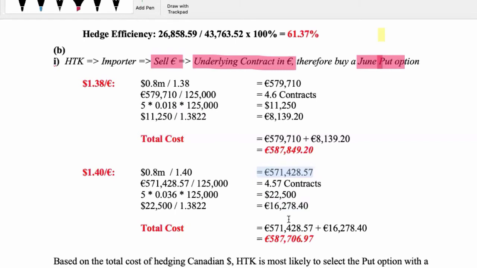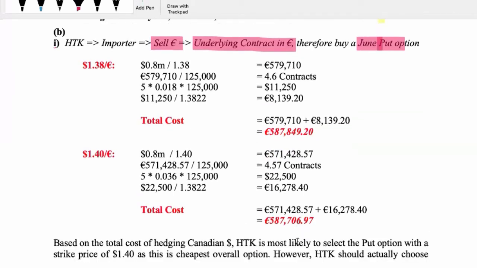So let's find out what our total cost would be if this was the strike we decided on. So it's the 571, add on my premium, and this is what it would cost me. Again, pretty similar. Which one would you go with? It seems to be cheaper, this one, but don't go by the black and white. It's a thin line. So would you rather pay 587,706, or would you rather pay 507,849? You're saving yourself €143 here.